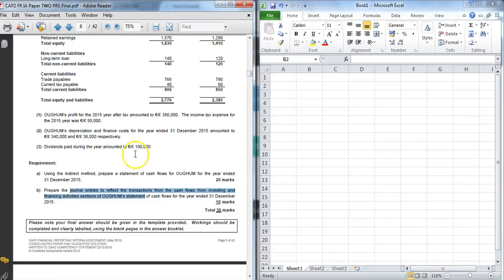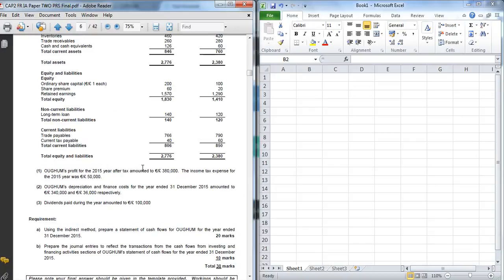Approaching preparing a statement of cash flows is completely different than a P&L and a statement of financial position. And it's important you practice that in your own right, because particularly for question 1, students can over-focus on the P&L and the SOFP, and they never look at IAS 7 statement of cash flows.